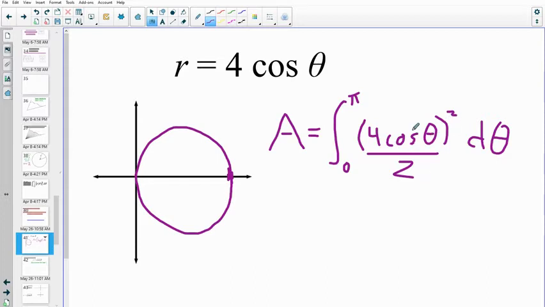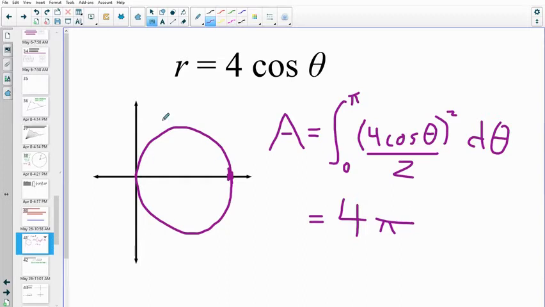So I would go to my calculator on something like this. And when I plug this into my calculator, it gives me an answer of 4 pi, which is, I don't know, 12.56637, which is 4 pi. And that's what it should be.